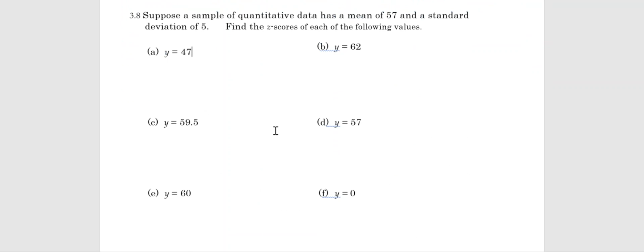Let's find some z-scores. Big thing with this, be very careful when you're creating that fraction. It's always subtract the mean, divide by the standard deviation. So for this first one, our example is we have some quantitative data with a mean of 57 and a standard deviation of 5. Find the following z-scores for each. For this one, z would be 47 minus 57, so that's going to be negative 10, divided by 5. Don't forget your subtraction. That'll give us negative 2. So this one's a little unusual. It's 2 standard deviations below the mean.